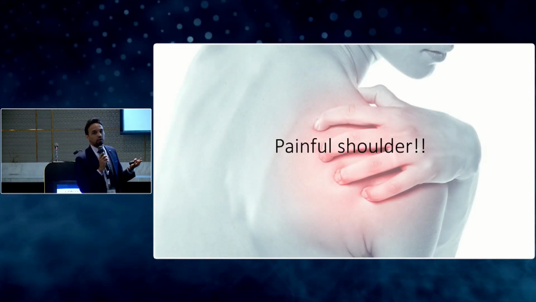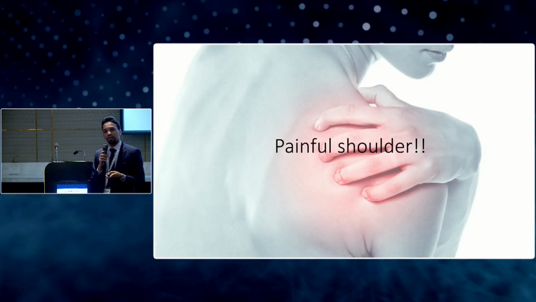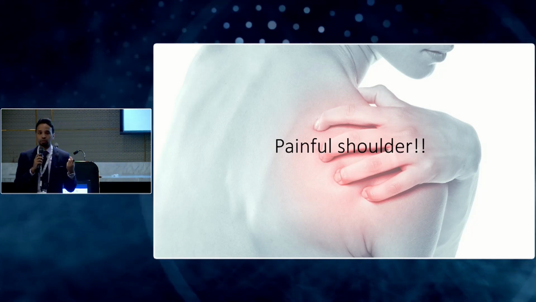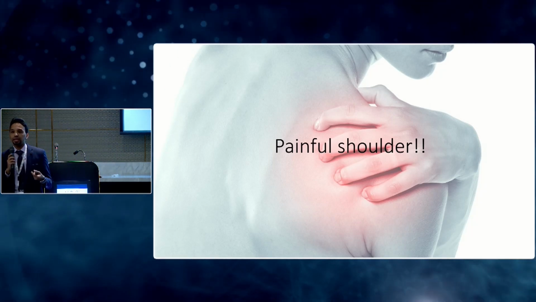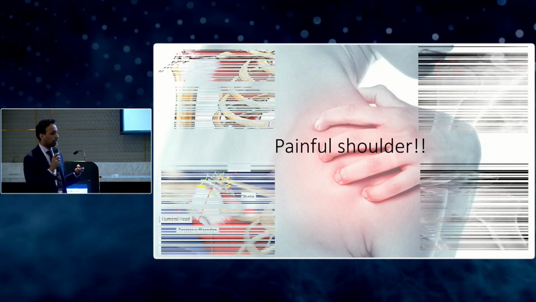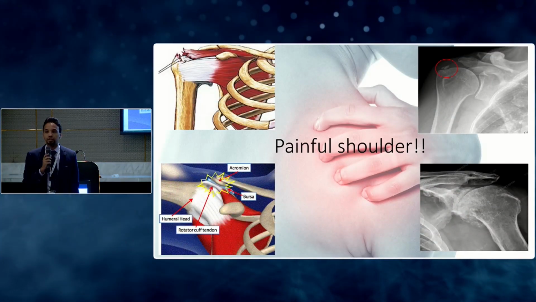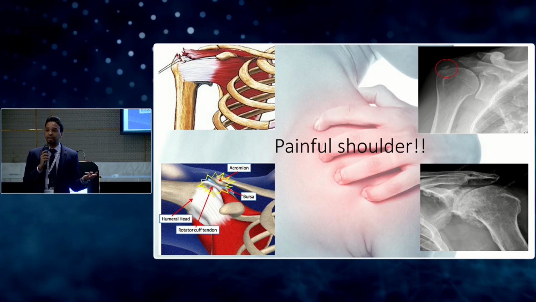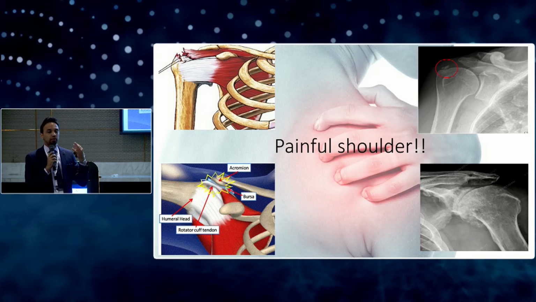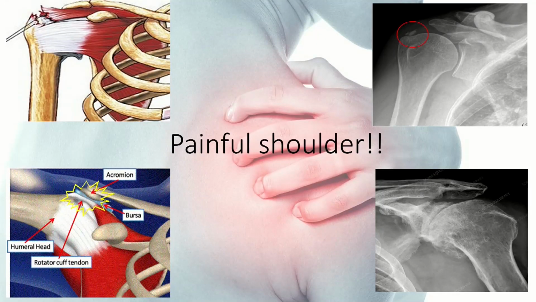So we all have shoulder pain, and in our clinic we might see a lot of patients with shoulder pain. What we expect that we might see is either tendon tear or rotator cuff tendinopathy. There might be calcification, there might be osteoarthritis in the joint. So how to identify that other than the history and physical examination?